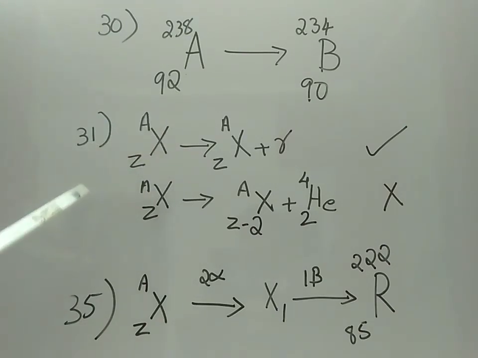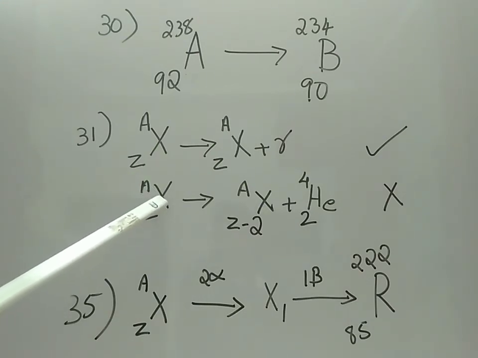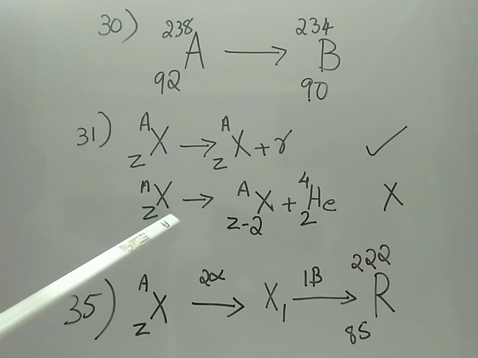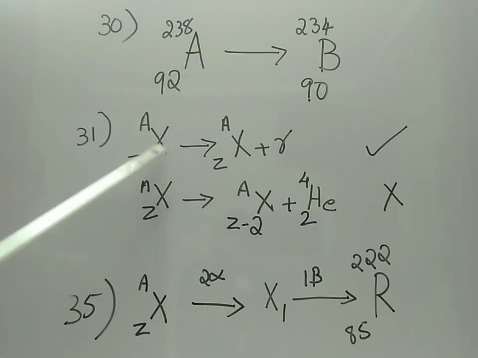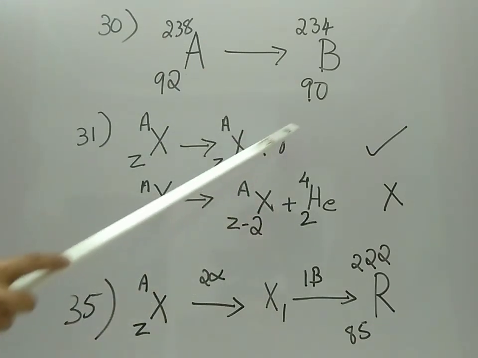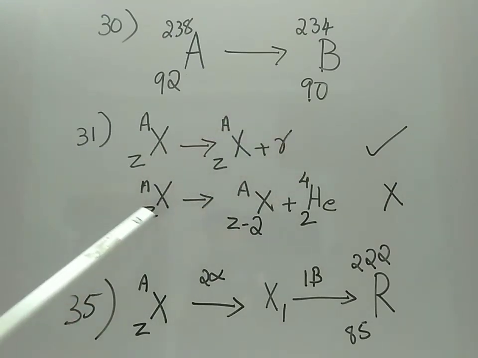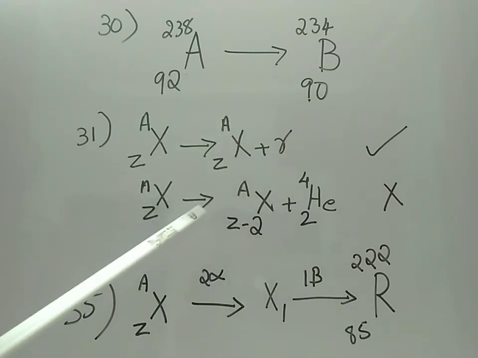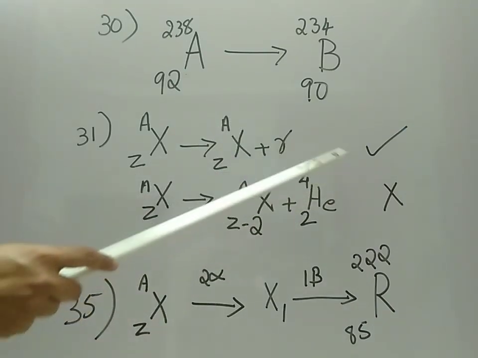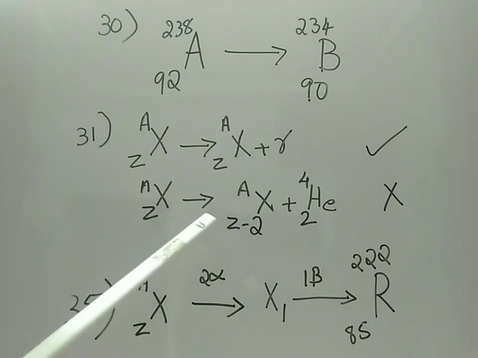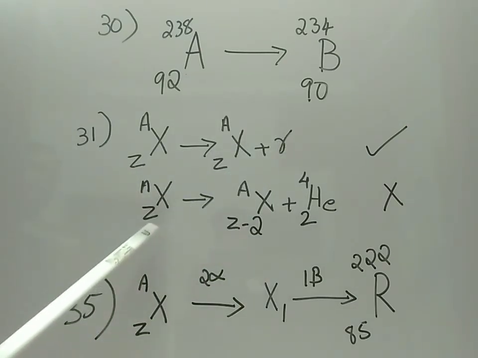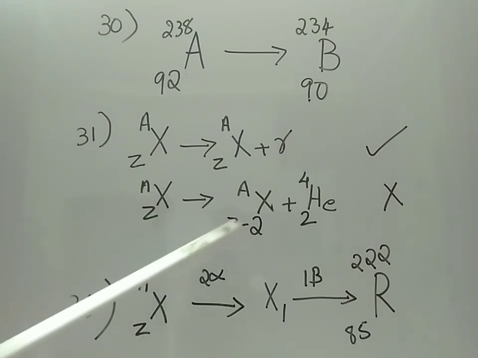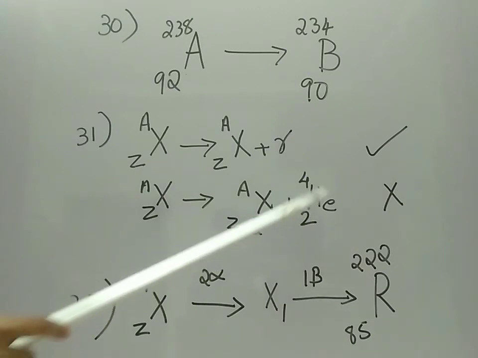Now question number 31. State whether the following nuclear disintegrations are allowed or not. Give a reason if it is not allowed. Here you can see X A Z changes to the same X A Z plus gamma. The question is whether this equation is correct or not. We can say it is correct, because for gamma radiation there is no change in mass number and no change in atomic number. So the first reaction is balanced. It is in a stable state. It is correct.